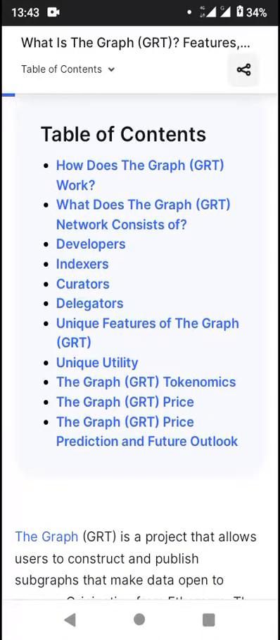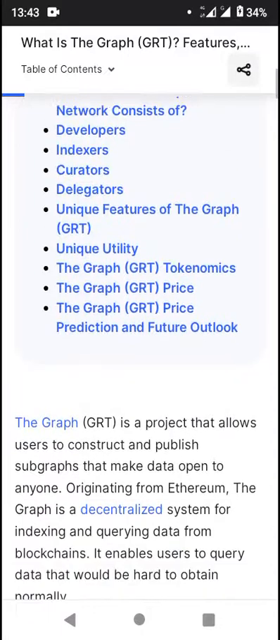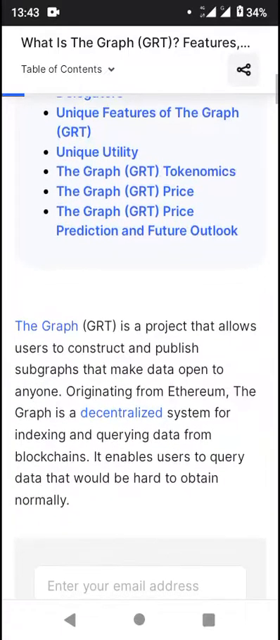He said, how does the graph GRT work? So these are what we're going to be looking at. Lots of reviews, curators, delegators, and more.